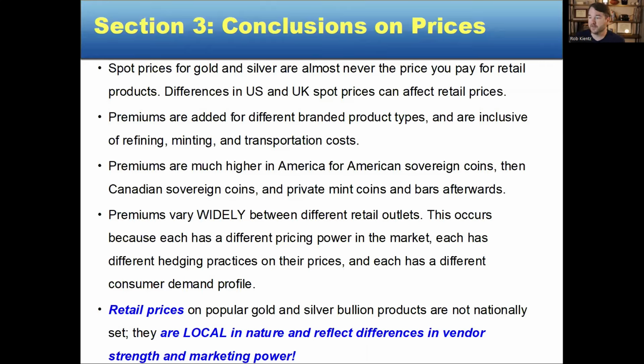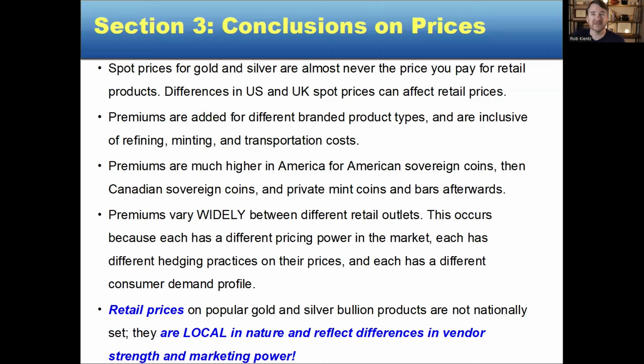Premiums are added for different branded product types and are inclusive of refining, minting, and transportation costs. That's why you don't get them at spot, because the industrial bar is a big 400 or 1,000 ounce bar, depending on if you're getting gold or silver. Then they chop it up, melt it down, remint it into something, and then it goes from the mint to the wholesaler to the retail, typically, and sometimes multiple steps along the way.